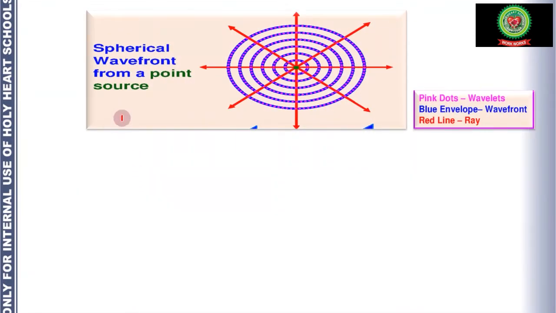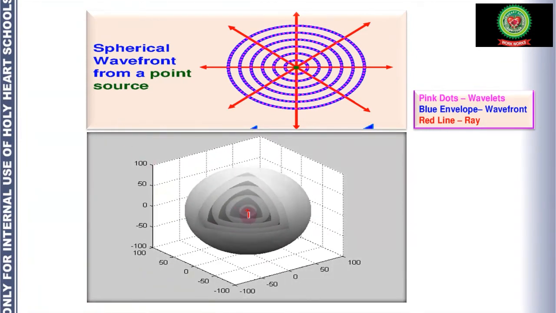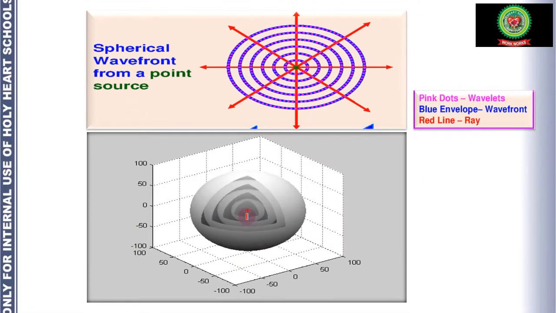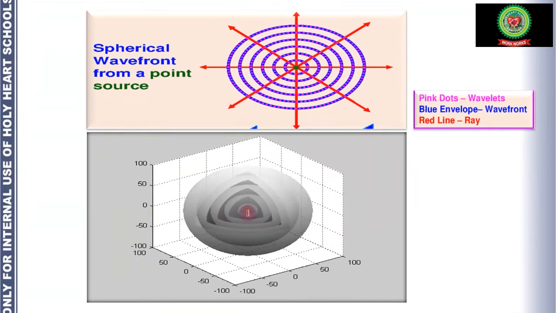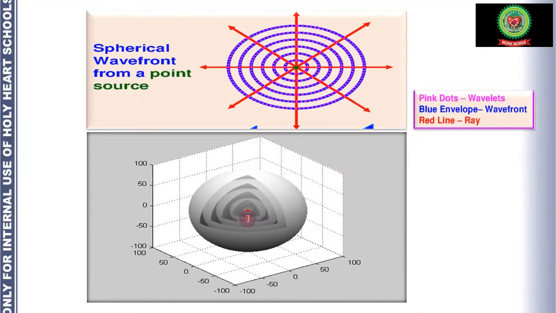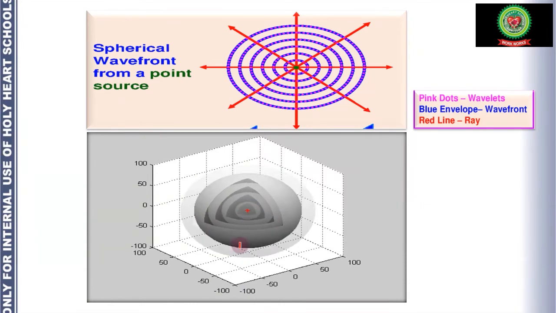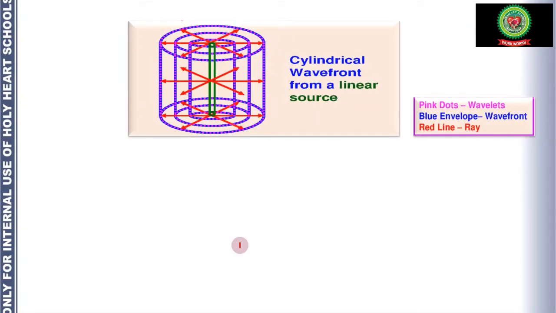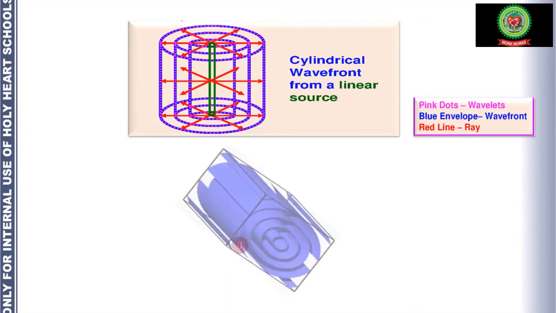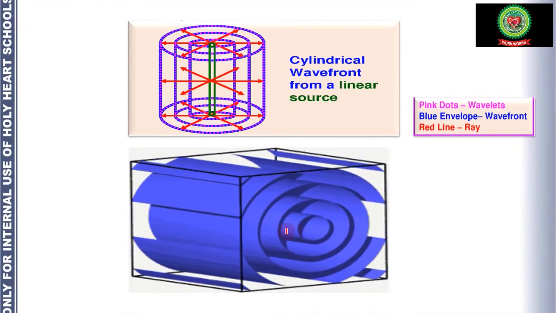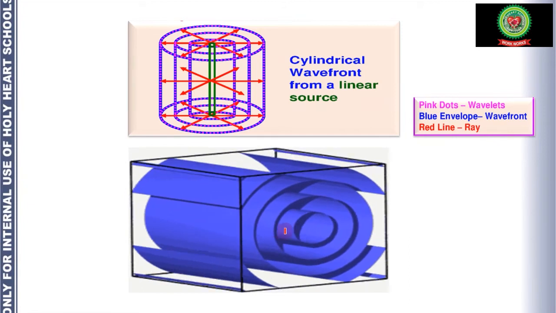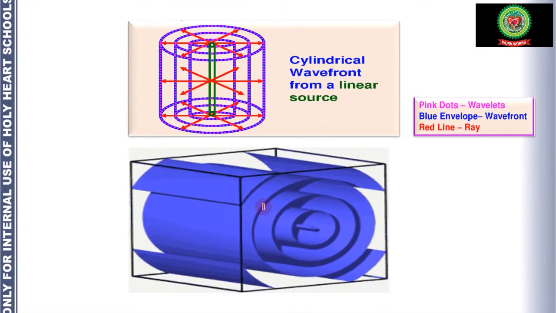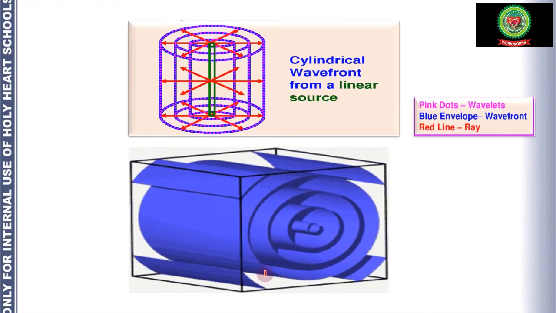Let's discuss each wavefront. The very first is the spherical wavefront from a point source. So here in this animation you can see this red dot is the point of disturbance, and the disturbance goes throughout the three dimensions. So it gives rise to a spherical wavefront. Next is the cylindrical wavefront from a linear source. So it looks like this. The center one is a line disturbance or linear source which gives rise to cylindrical disturbance or cylindrical wavefront.